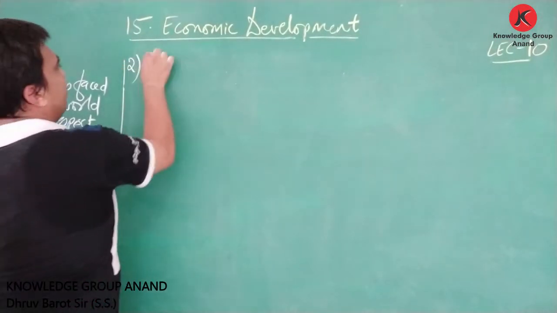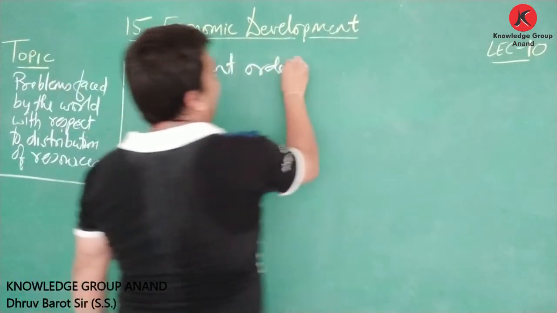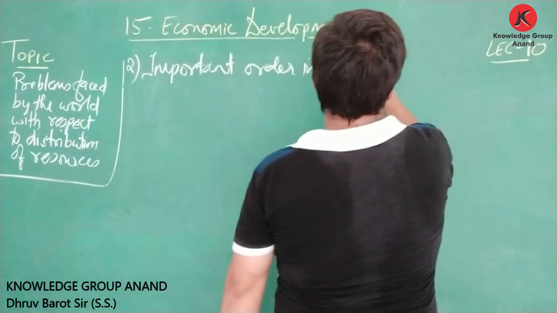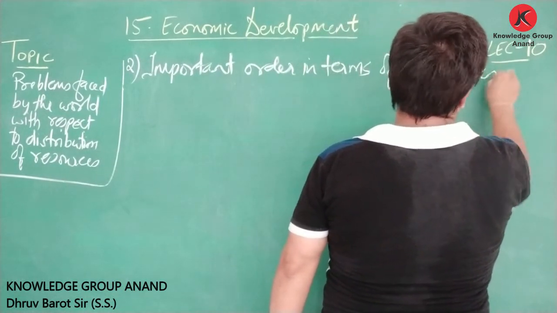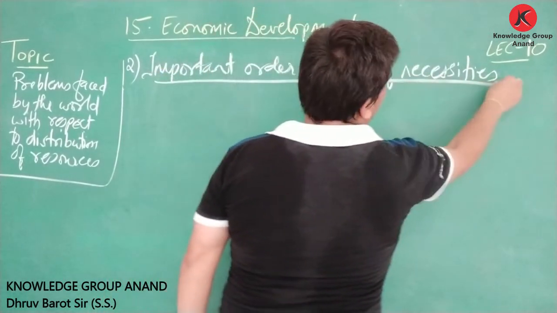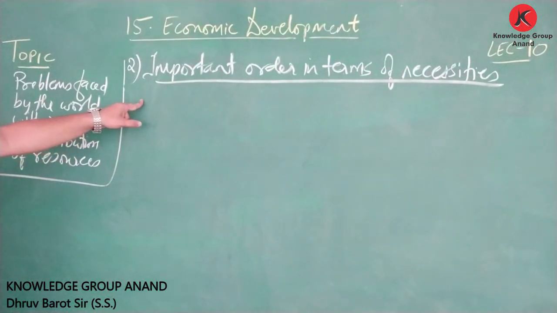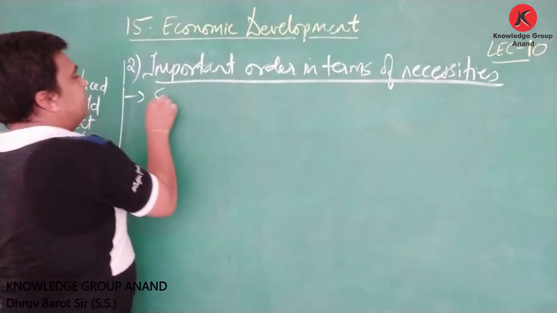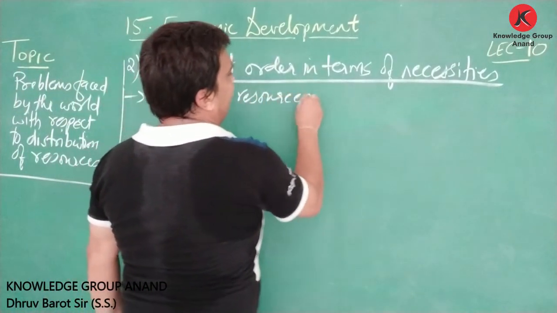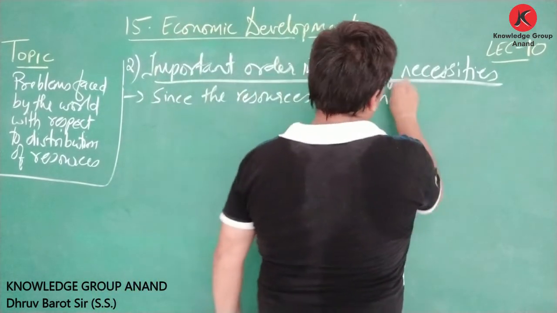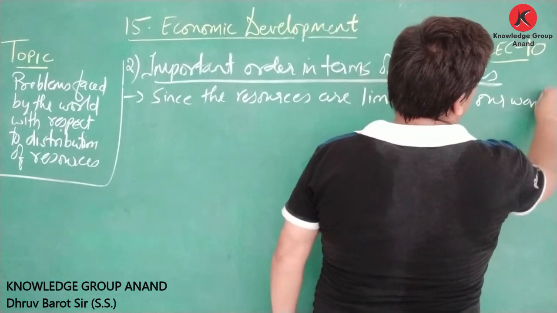Friends, the second problem is important order in terms of necessities. Here it is said that since the resources are limited and our wants are unlimited.